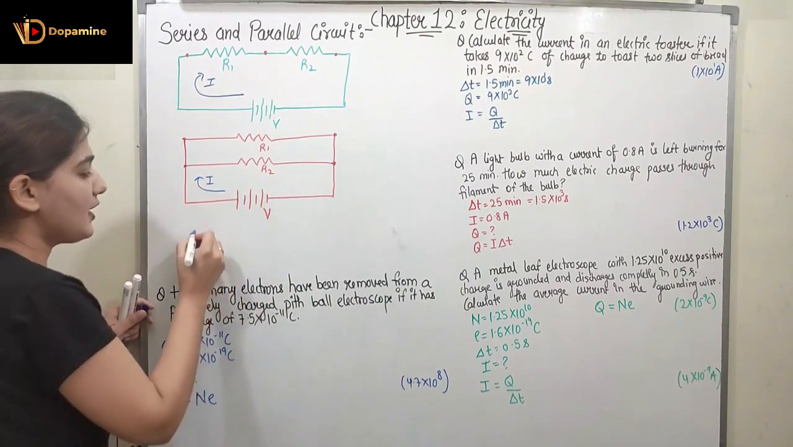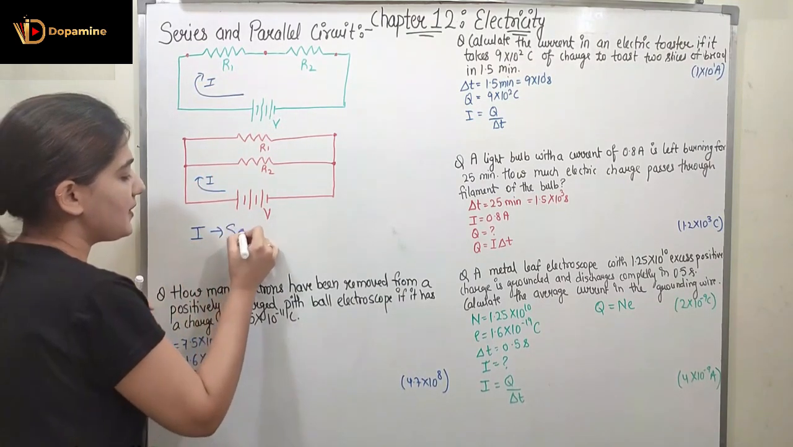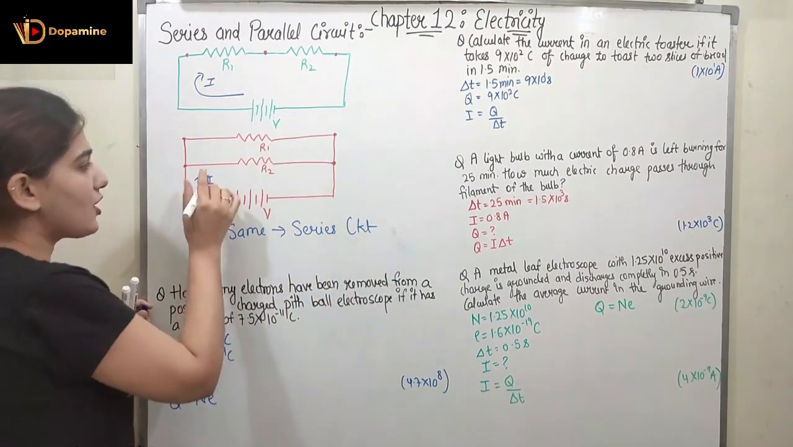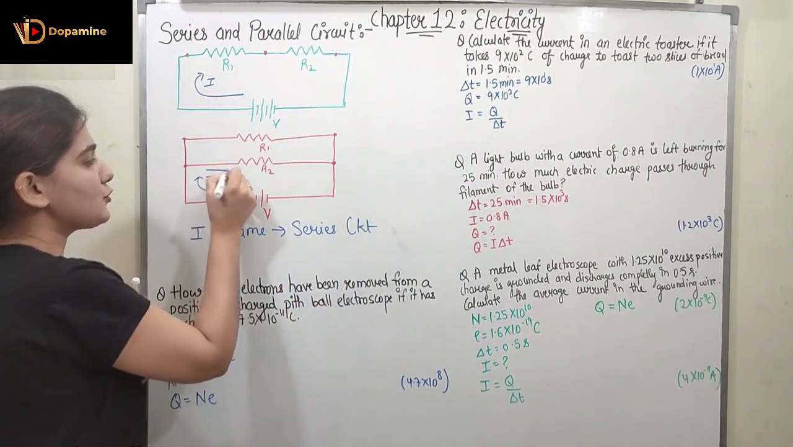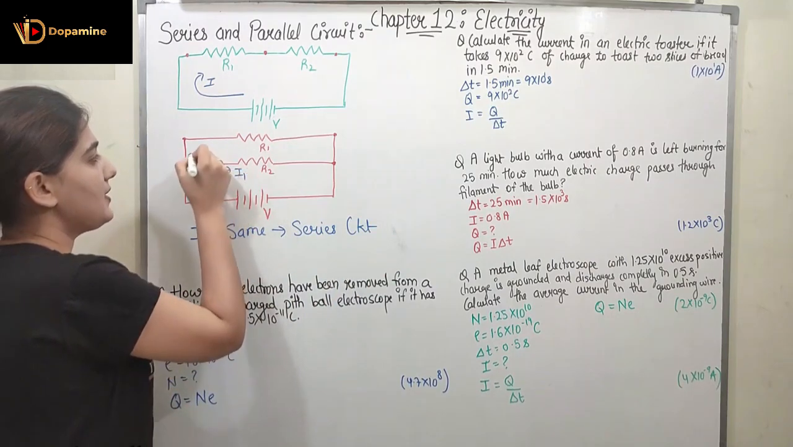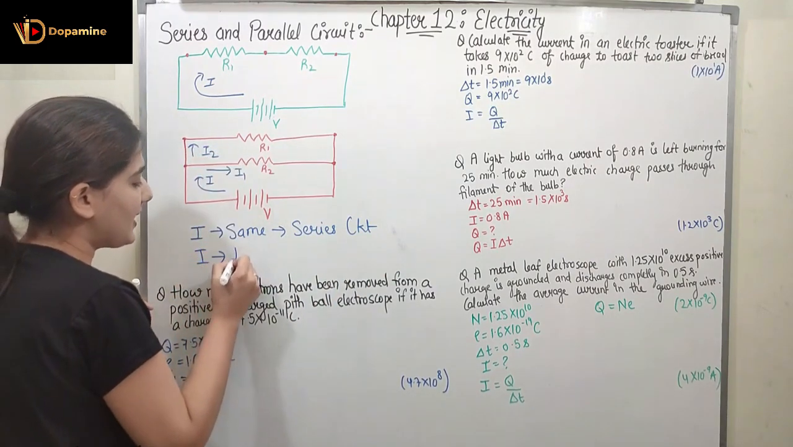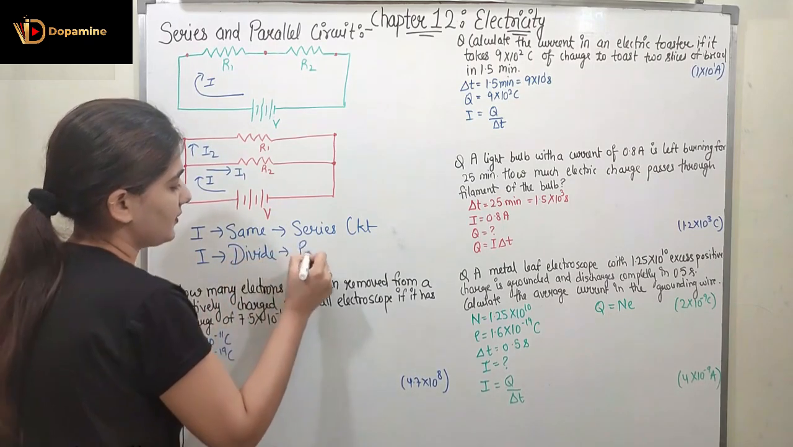Now let's suppose we have current flowing through the series circuit and current flowing through the parallel circuit. Current will remain the same in the series circuit. But in the parallel circuit, current is going to divide. Here I will have I1 and here I will have I2. So current will divide in the parallel circuit.